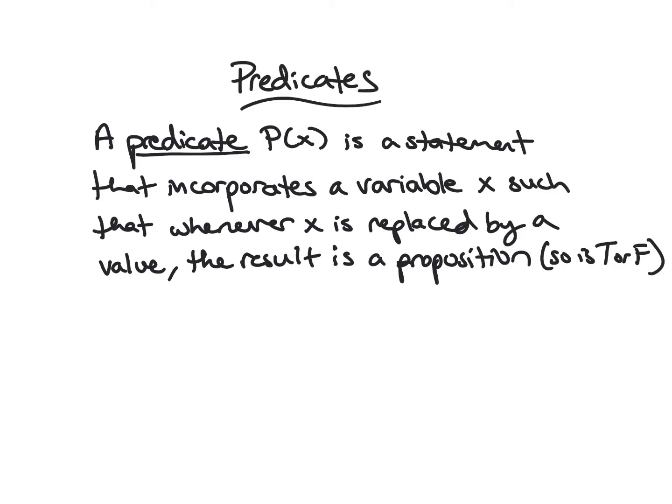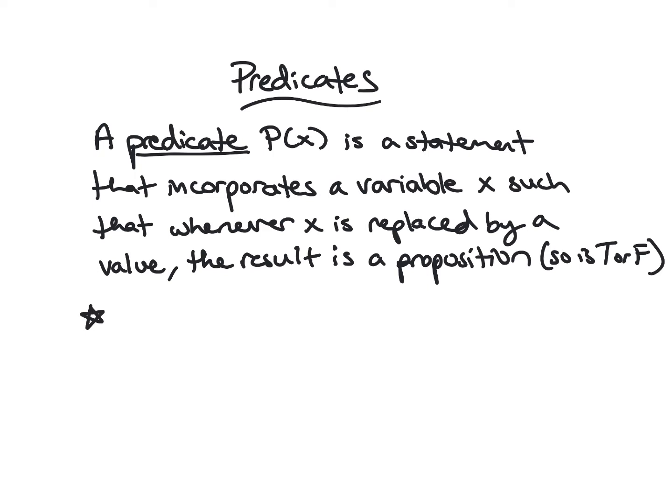So it's a statement P(x) that incorporates some variable x, and whenever we put in an actual value for x, the result is a proposition, and so is unambiguously true or false. So I want to make a couple of notes here.